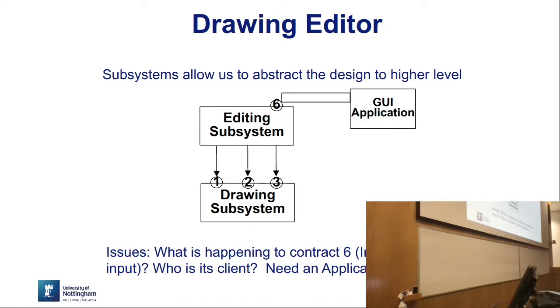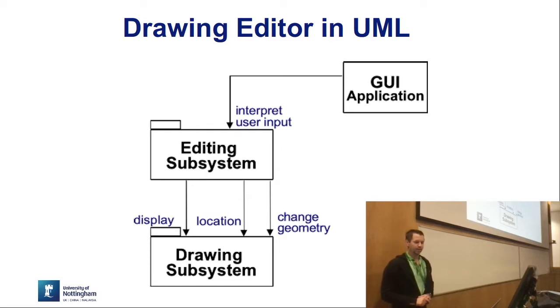It reminds me of the MVC pattern, where the GUI application is the controller for the user input, and then the editing subsystem and the drawing subsystem are the view part of the MVC pattern. This is that same one in the UML notation. That would be a great test question, by the way. Like, take these subsystems and convert them into the MVC design pattern. That would be a great test question.